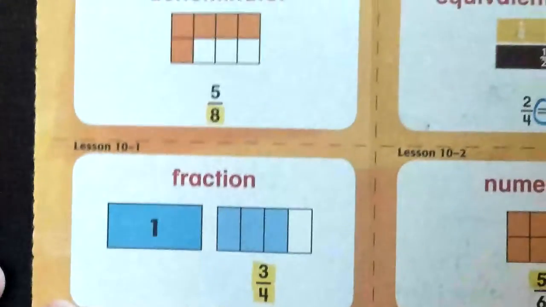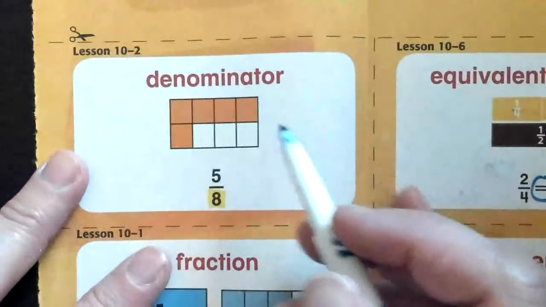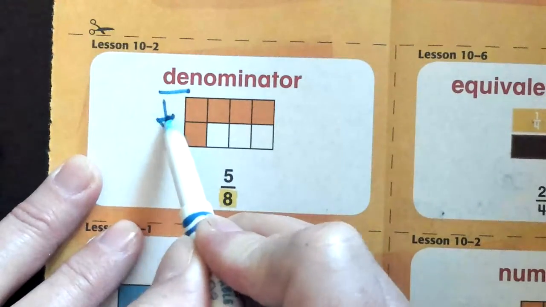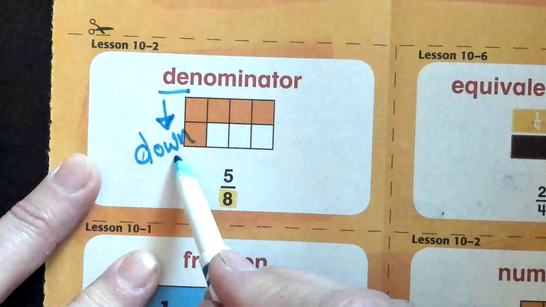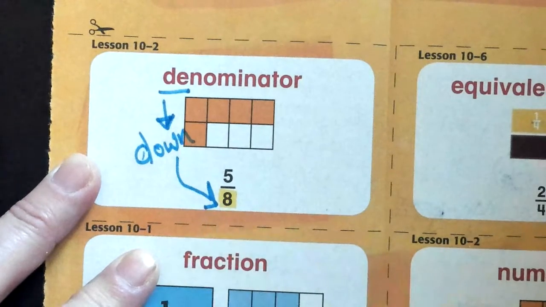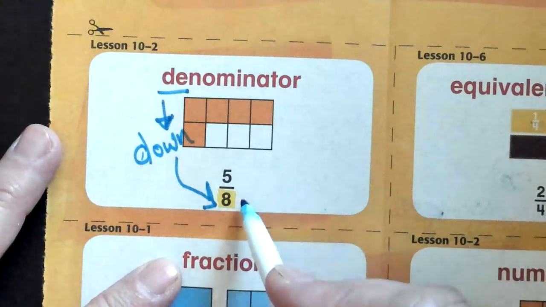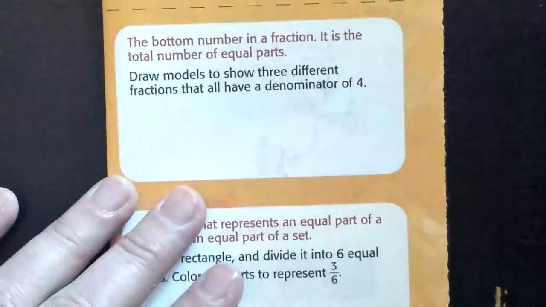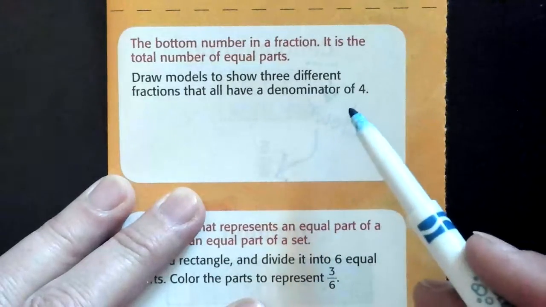Going back over to the other side, we're just going to start back up at the top. Now we have denominator. The way I like to remember denominator is denominator down. D down. I bet you can guess it is the bottom part of the fraction. In this case, it is 8, and it represents how many total parts. So turning it over, the bottom number in a fraction is also the total number of equal parts.